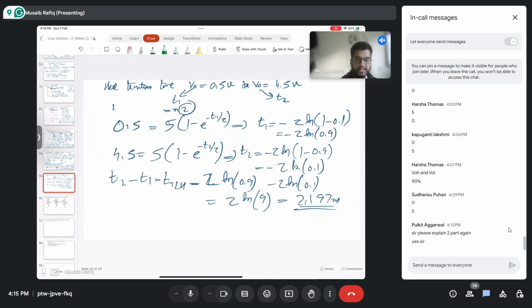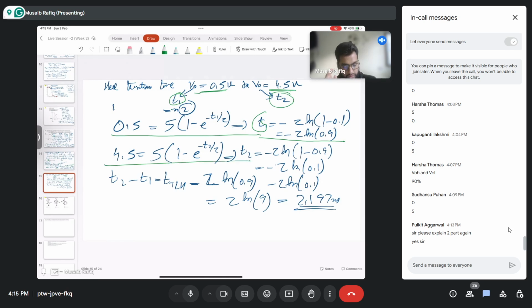Now you need to find the transition time. The transition time is when your output changes from 10% to 90%. 10% is 0.5 volts and 90% is 4.5 volts. So I'll mark this time instance as T1 and this time instance as T2. Now I'll use equation 2 again. T1 comes out to be minus tau times ln 0.9, and T2 comes out to be minus tau times ln of 0.1.